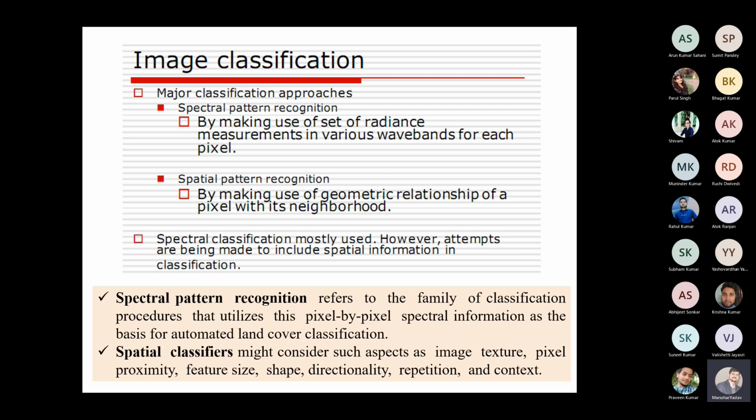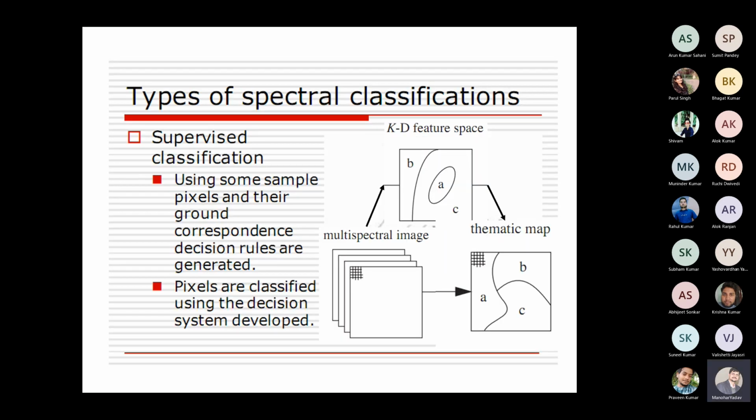The second category we have is spatial pattern recognition. It works by using the geometric relationship of a pixel with its neighborhood. So spatial classifiers consider many aspects like image texture, pixel proximity, feature size, shape, directionality, repetition, and context. In our discussion, we mainly concentrate on spectral classifiers. There are two categories, supervised as well as unsupervised classifiers.